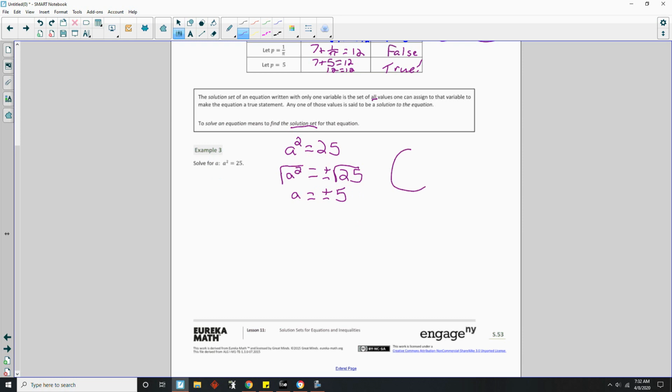So if I had a solution set Venn diagram where this was true and this was false, then I'd have 5 in here and I'd have negative 5 in here, and it doesn't matter what else I put in there, it is not going to be a solution. So the rest of the number set, all real numbers other than 5 and negative 5, would be in the false set. The true would only have 5 and negative 5.